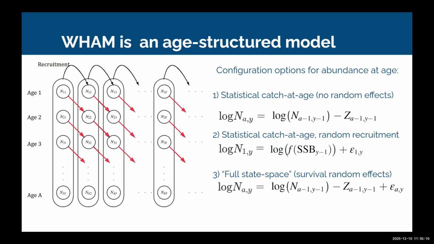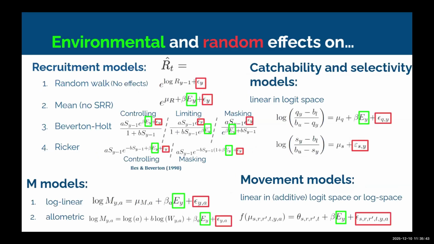And then you can also have what I would call a full state space model, where you have random effects on the survival, or what we also call parent survival, because it could be lots of things happening, but we think of it as survival primarily, just deviations from the expected numbers at age. And then you can have different correlation structures, first order autocorrelated processes in age and time, or one or the other. And then, as Anders also mentioned, we have a lot of ability to include environmental effects.